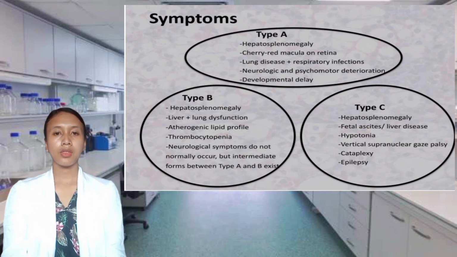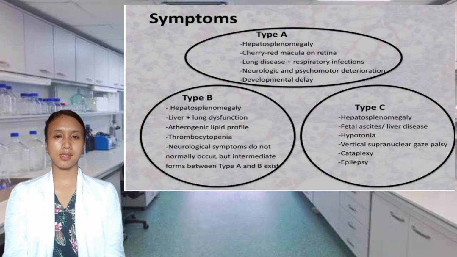In type B, there is still hepatosplenomegaly, liver plus lung dysfunction, and an atherogenic lipid profile, which is defined as an increase in serum total cholesterol, low-density lipoprotein cholesterol and triglycerides, and a decrease in high-density lipoprotein cholesterol. Thrombocytopenia, a condition in which there is a lower than normal number of platelets in the blood. Neurological symptoms do not normally occur, but intermediate forms between type A and type B exist.